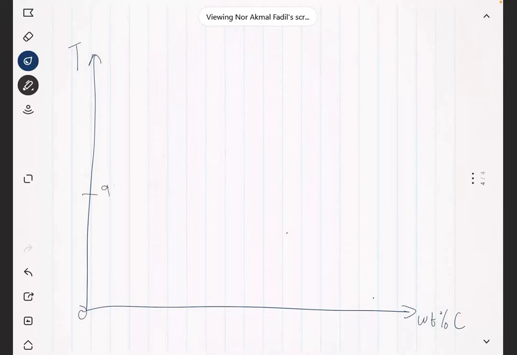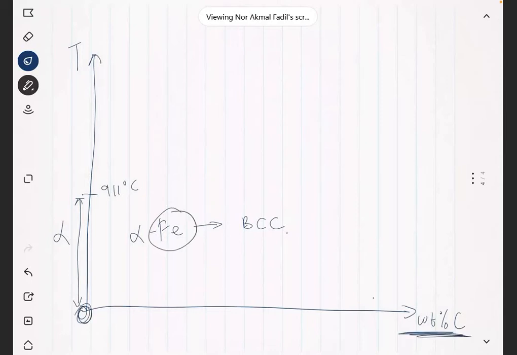0 until 911 degrees Celsius, at this condition, it is in the alpha structure, call it ferrite iron. So at this structure, it is BCC, body-centered cubic structure. Remember we talked about BCC last time. So this is iron, still pure iron. I'm talking about 0% of carbon. I'm talking about this composition. So meaning that our material is pure iron. So above 911, it will change from alpha to gamma iron.